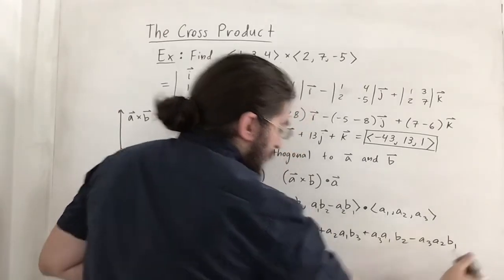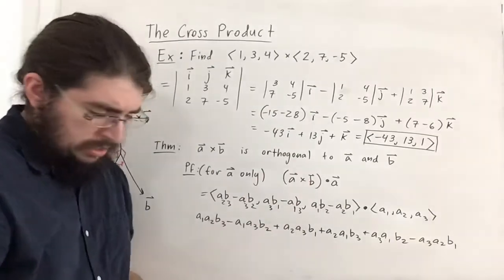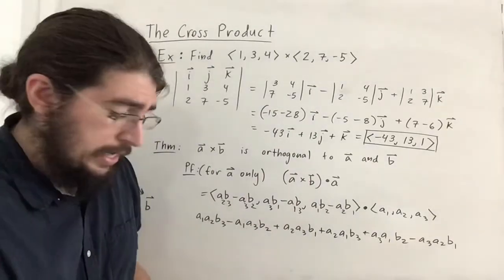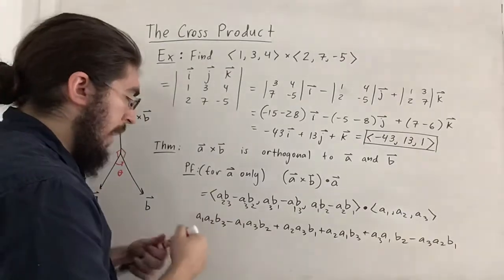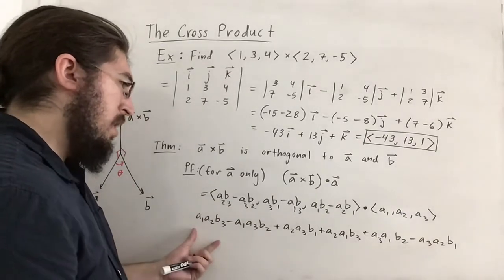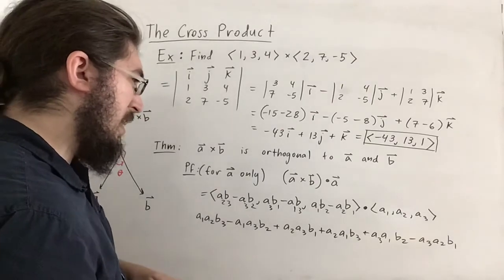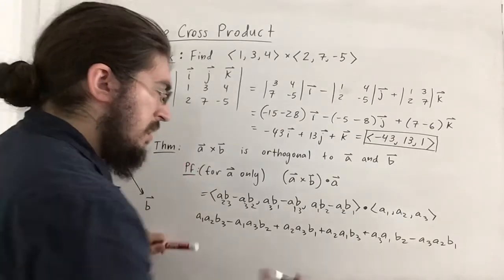And a very similar thing happens when you take the dot product with B. So notice that all of these actually cancel out and we indeed get 0. So A1A2B3 actually cancels out with, did I miss a sign? I think I did miss a sign, didn't I? This should have been a negative.